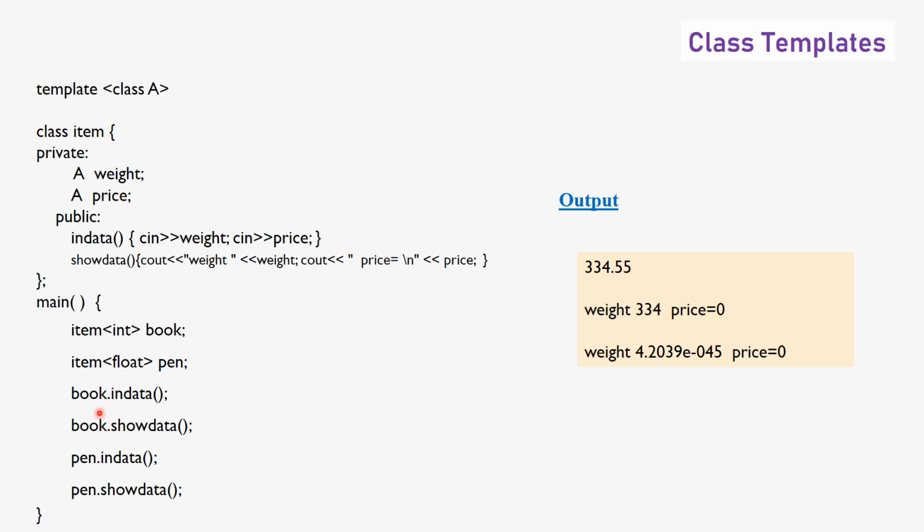So you have to be careful if you want to use this variable as a float for book also. So you have to write float here also. Similarly, if you want to use weight and price as character variables, then you have to write char. Then both these values you can enter as character variables.